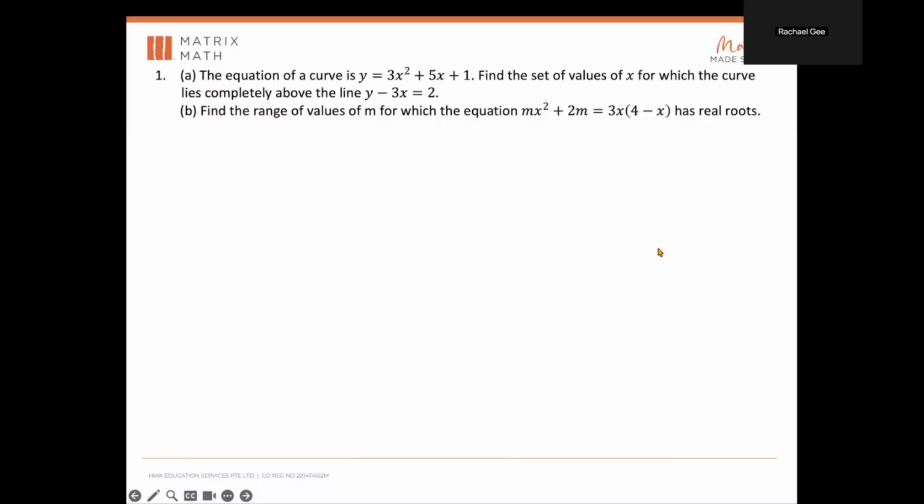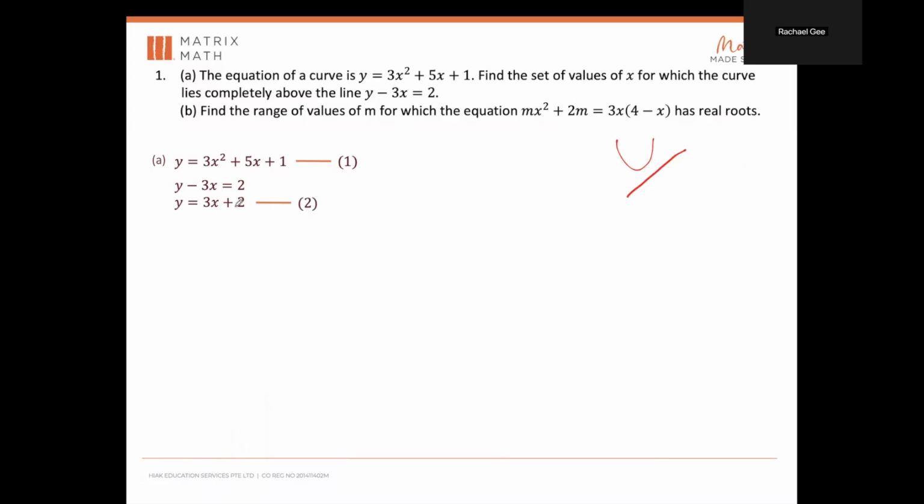Okay, for the first question, the equation of the curve is this. Find the set of values of x for which the curve lies completely above the line. So if it's completely above the line, it will look something like that. Okay, and this gradient will be positive, so it will look something like that. So in order for this to be true, the y value of your curve must be completely above this. Okay, so you'll rearrange your second equation into this.